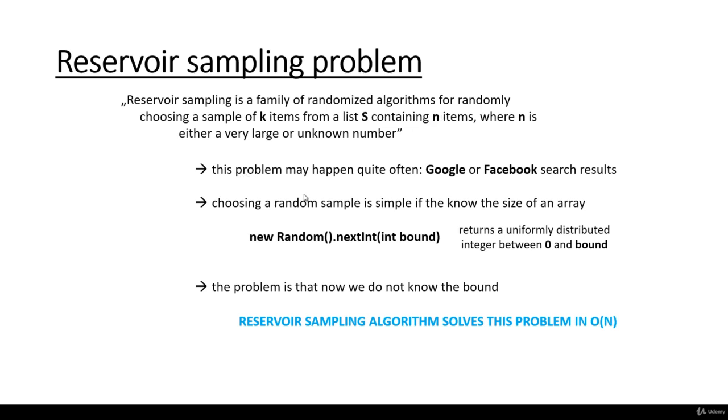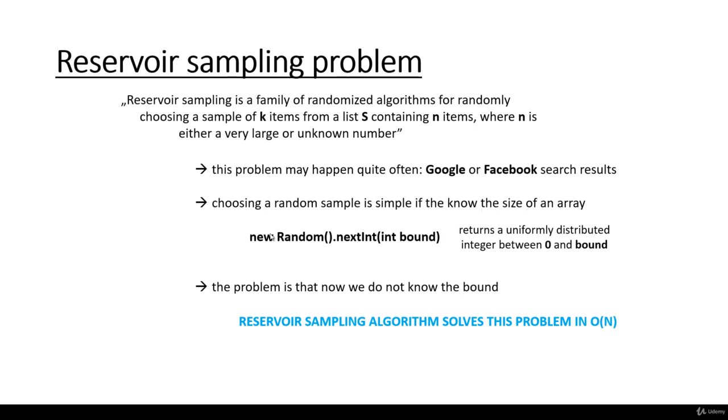Okay, by the way, this problem comes up quite often as far as Google or Facebook search results are concerned, that there are billions and billions of search results, and sometimes we are after a sample of k items from these search results. So, choosing a random sample is simple if we know the size of an array.